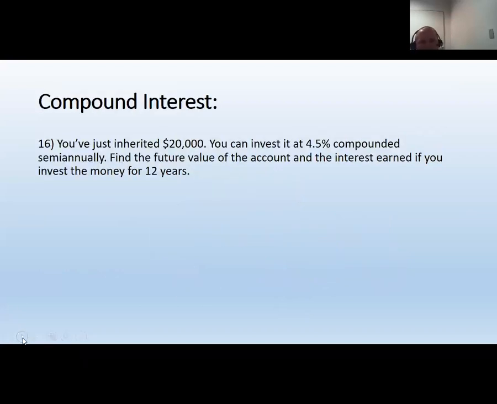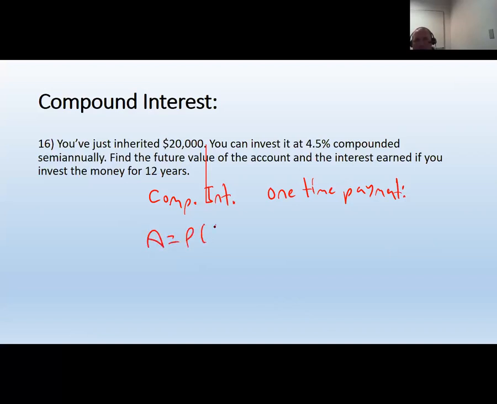All right, so here's another problem. This says you've just inherited $20,000. You can invest it at 4.5% compounded semi-annually. Find the future value of the account and the interest earned if you invest the money for 12 years. So this is actually going to be compound interest, but it's only a one-time payment. Because it's a one-time payment and not a series of payments in an annuity, this formula is going to be A equals P times 1 plus R over N to the NT power. So let me let you try this problem for about a minute and a half, and then we'll go over it together. Thank you.